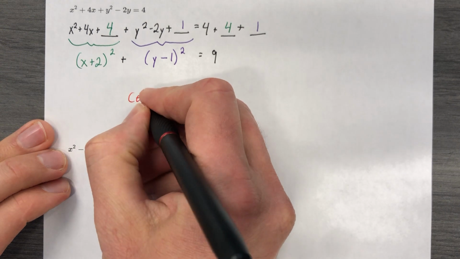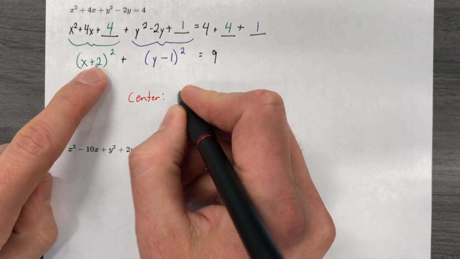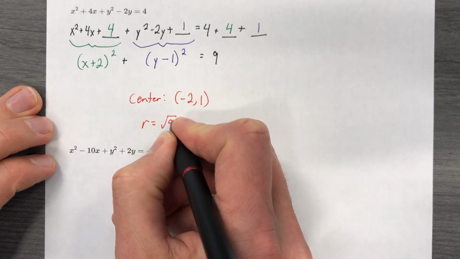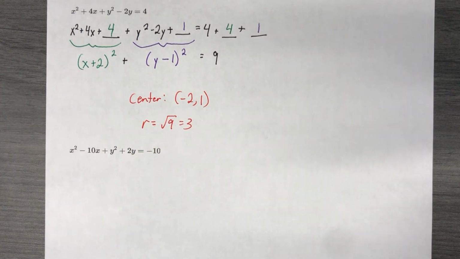The center is at -2, +1. And the radius is the square root of 9, which is 3. Feel free to leave that part off if you like.